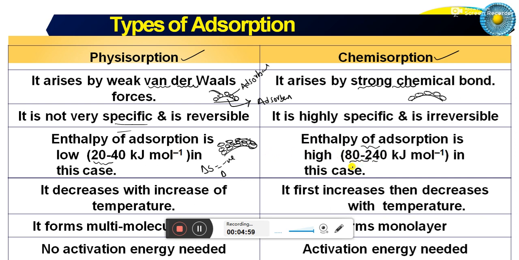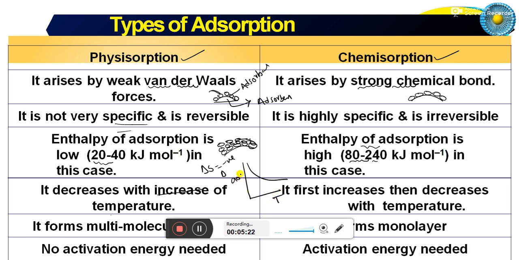Because these molecules are giving off more energy, they become less energy-containing molecules, so they become more stable. What happens? Remember physical adsorption first. With increasing temperature, it decreases. You see, the graph has also been given very clearly. In physical adsorption, it decreases with increasing temperature.